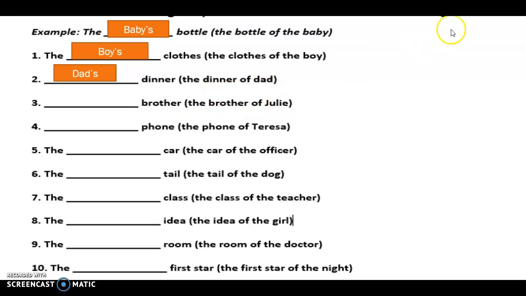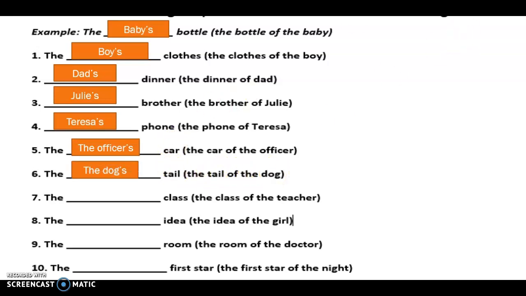Okay, the brother of Julie. In this case, I say Julie's brother. The phone of Teresa. Teresa's phone. The car of the officer. Okay, we don't say that. We say the officer's car. The tail of the dog. The dog's tail. The class of the teacher. The teacher's class.